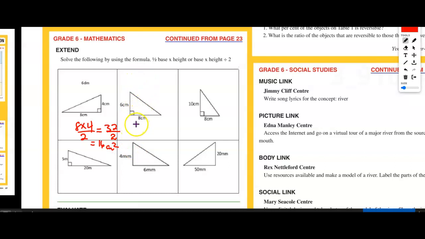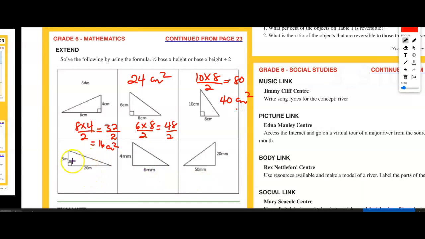All right, next one. We have 6 times 8 all over 2. 6 eights would be 48. 48 over 2, so this would be 24. So this one would be 24 square centimeters. Then we have 10 by 8. So 10 by 8, and we divide that by 2. So this would be 80. And 80 divided by 2, this would be 40 square centimeters.